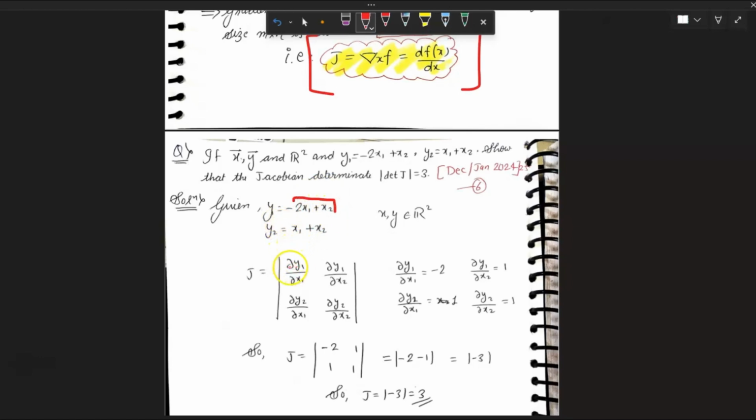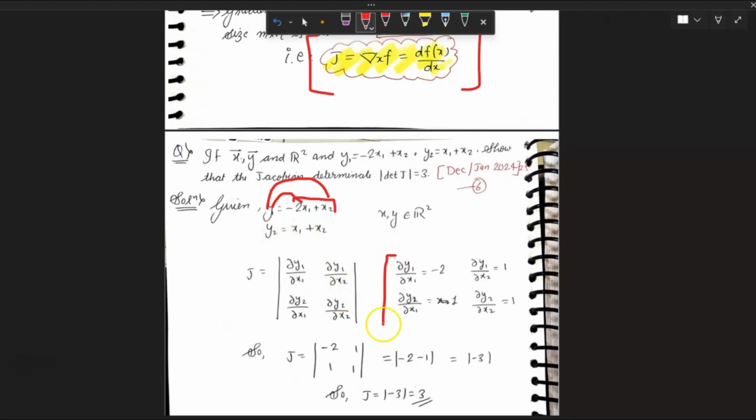First you need to write dou y1 by dou x1. Then in the next column, dou y1 by dou x2. So column 1, column 2. Likewise, dou y2 by dou x1 and dou y2 by dou x2 here.